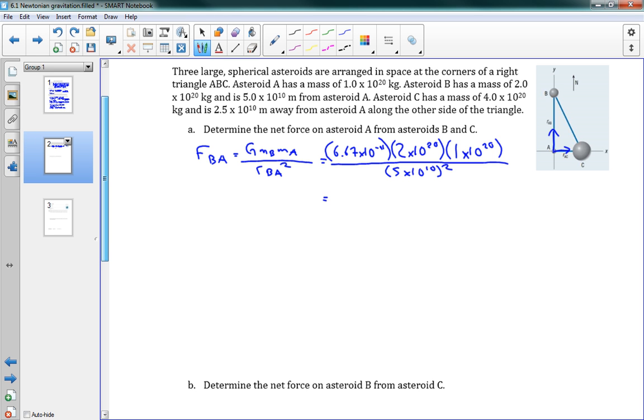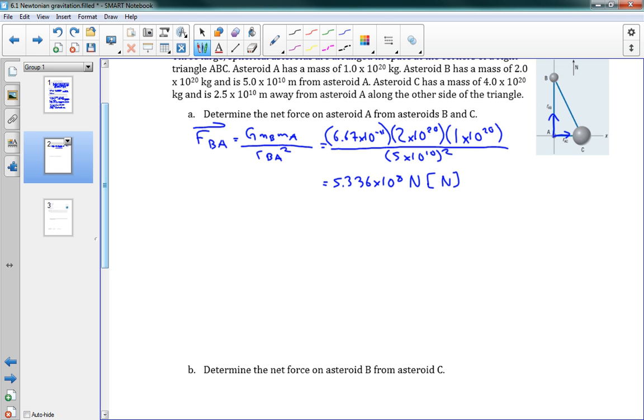The force of B on A is equal to 5.336 times 10 to the 8 newtons. Good. Now, I'm going to turn that into a vector, and I know that this is going in the north direction. B is pulling A north. I can do the same thing for the force of C on A.